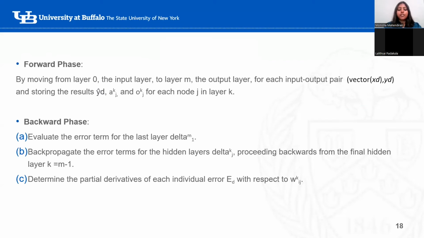Feed forward. In feed forward, the input X is fed into the network. The primitive functions at the nodes and their derivatives are evaluated at each node. In the backward phase, we evaluate the error term for the last layer, delta, and backpropagate the error terms for the hidden layers, proceeding backwards from the final hidden layer. Determining the partial derivatives for each individual error with respect to the weights.